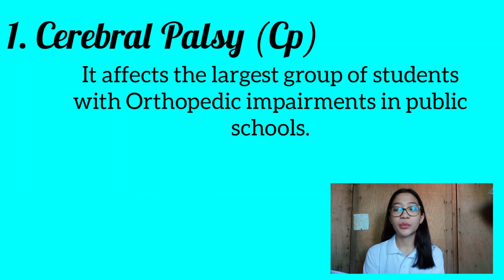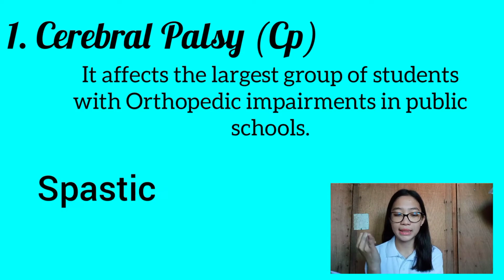First is the cerebral palsy or CP. So it affects the largest group of students with orthopedic impairments in public school. It occurs when there is an injury to the brain before, during, and or after birth and results in poor motor coordination and unusual motor patterns. There are four main types of cerebral palsy.